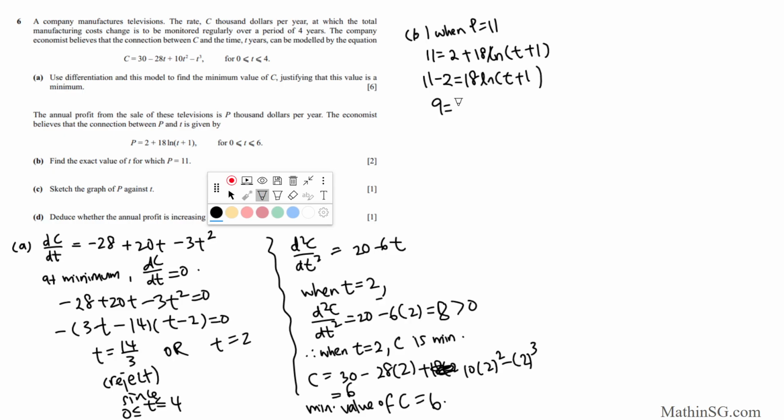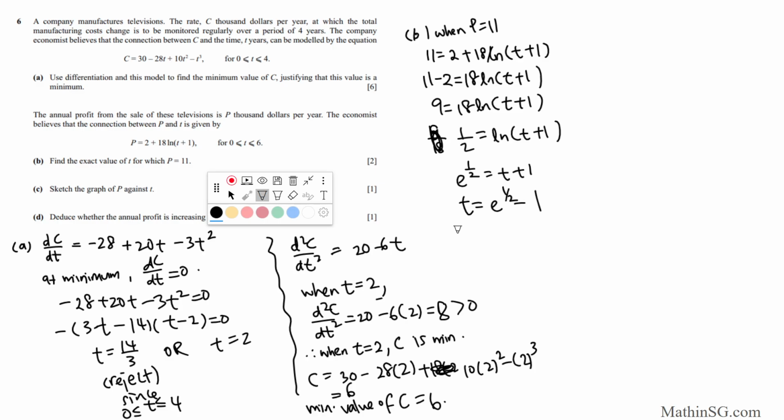So 9 equals 18 ln(t + 1). Divide both sides by 18. So 9 over 18 is essentially half. So it's half equals ln(t + 1). To remove the ln, I'll have e to the power of half equals t + 1. So therefore t is e to the power of half minus 1.